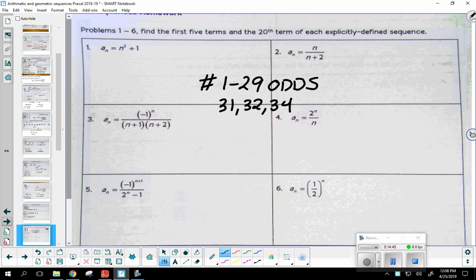Okay, so here's what I'm going to have you do. I want you to go ahead and do numbers 1 through 29 odds. Okay, and then I want you to work 31, 32, and 34. So 33 and 35, you can go ahead and omit those. There is even one odd problem I'm going to have you omit, and I want to say it's number 11. But I'll give you a second to jot that down. So numbers 1 through 29 odds. And then I also want you to work 31, 32, and 34. So no even number, except for 32.